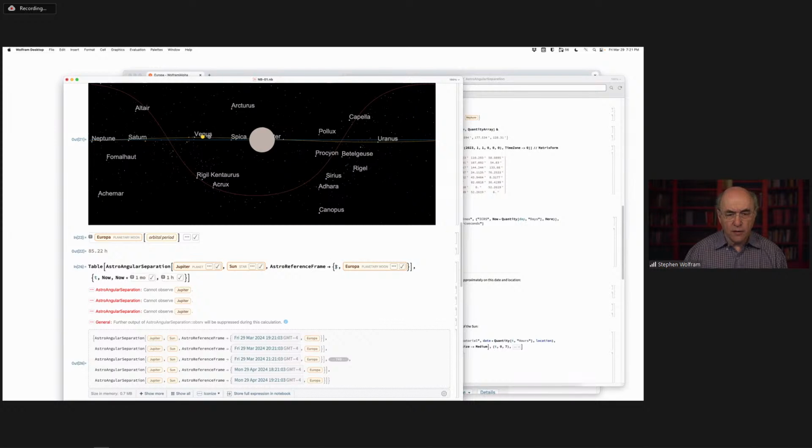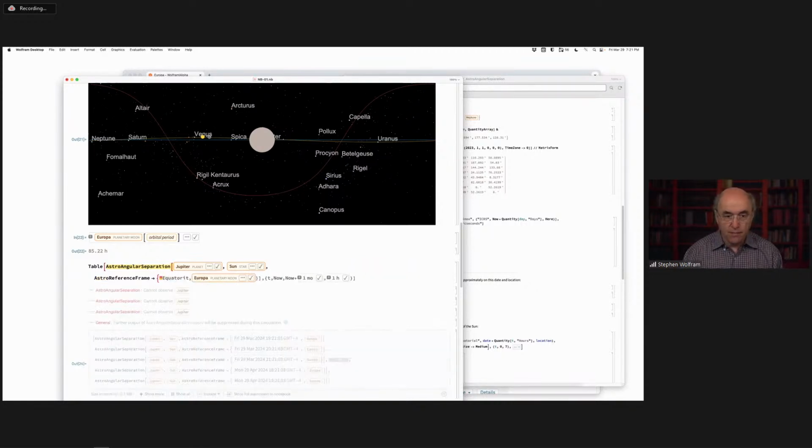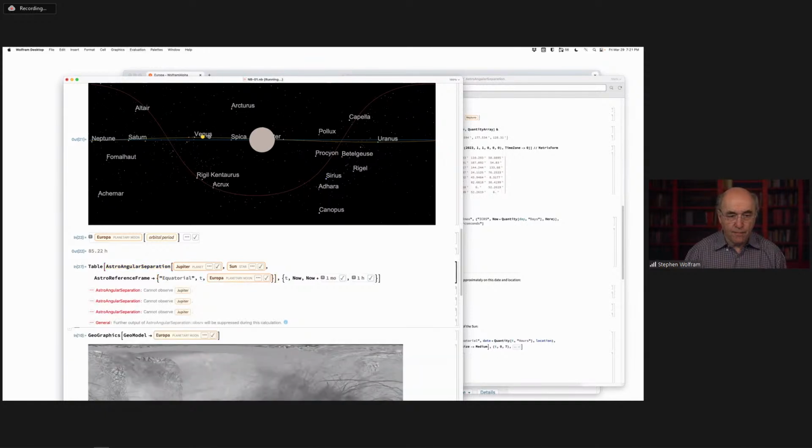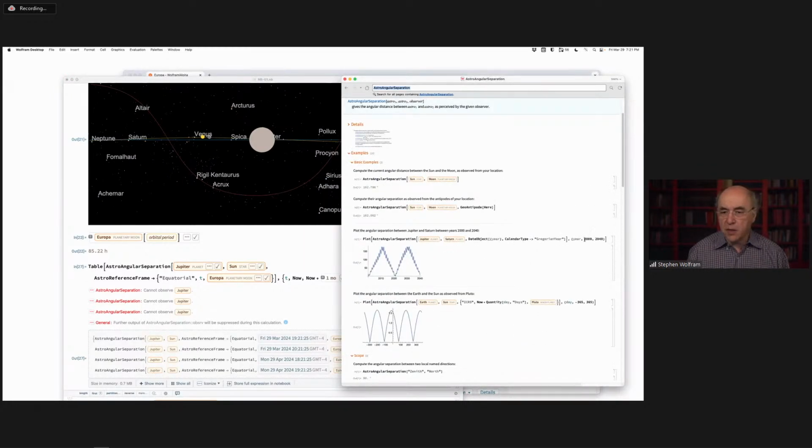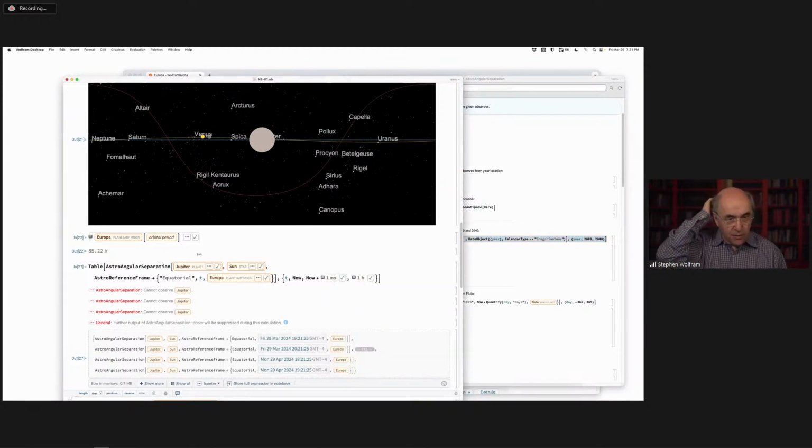Well, I am confused. Let's just see what happens if I put that there. Let's put equatorial in here. Well, I'm a little confused. We're not able to do this. What I should have been able to do is to compute from, this is an example of the angular separation. We're really close here. We should be able to do this.